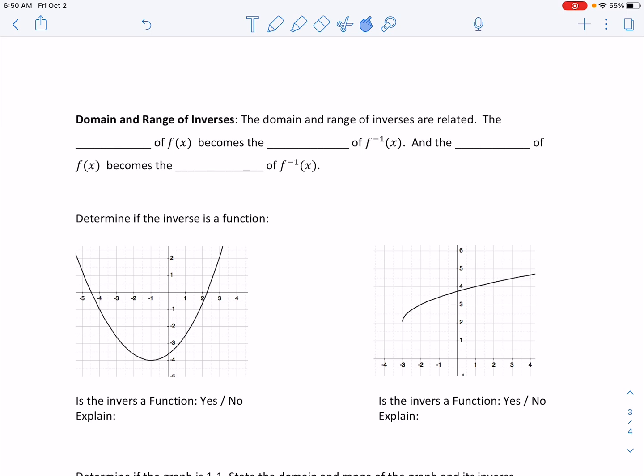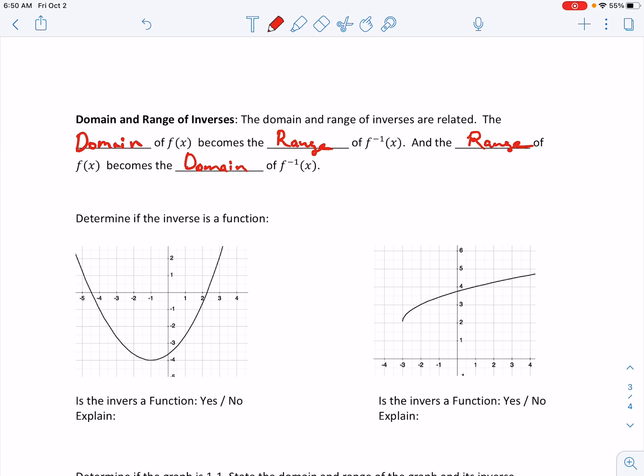Okay, let's talk domain and range. For inverses, the domain and range of an inverse will be related. The domain of our original function becomes the range of our inverse function. And the range of our original function becomes the domain of our inverse function. So let's do a couple of examples here.